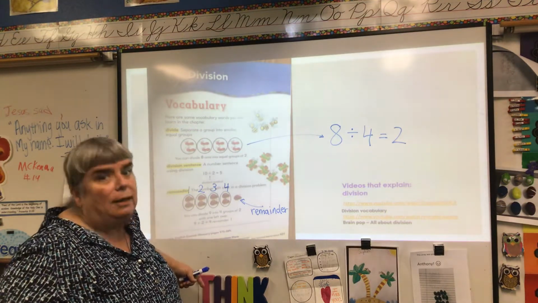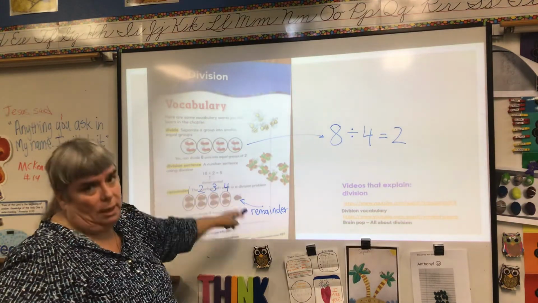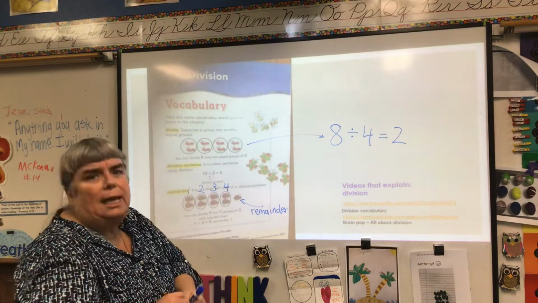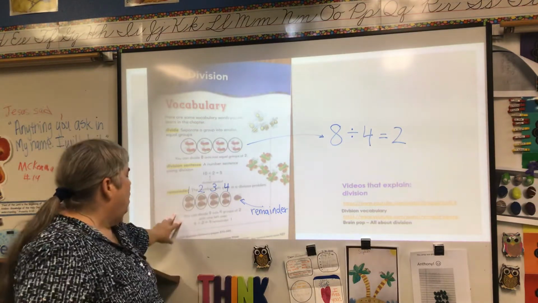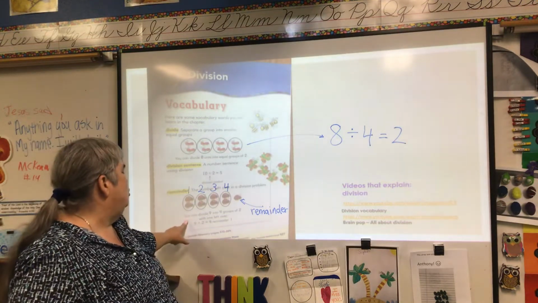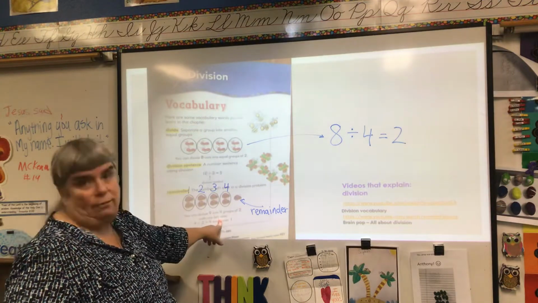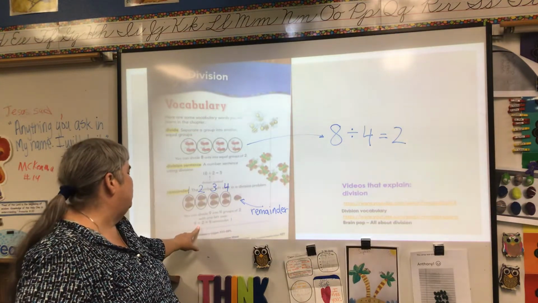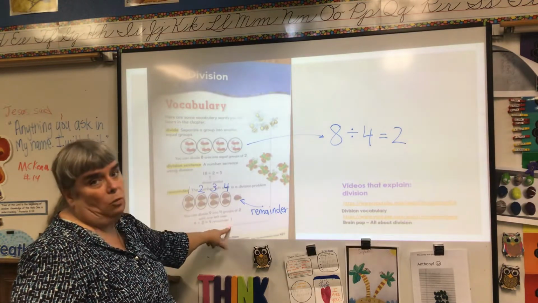Now, a remainder can be any different number. It doesn't have to be a 1. It can be a 2 or a 3. It just really depends on what number you're dividing. Okay, so then they have the number sentence right here. You can divide 9 into 4 groups of 2 with 1 left over. 9 divided by 4 equals 2, remainder 1.